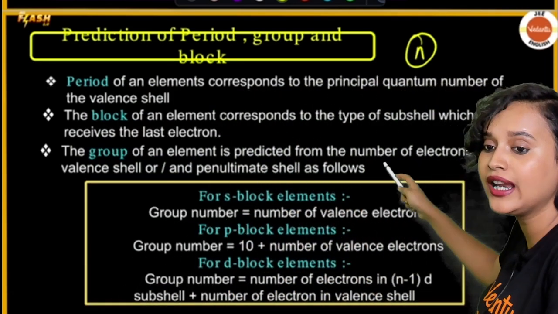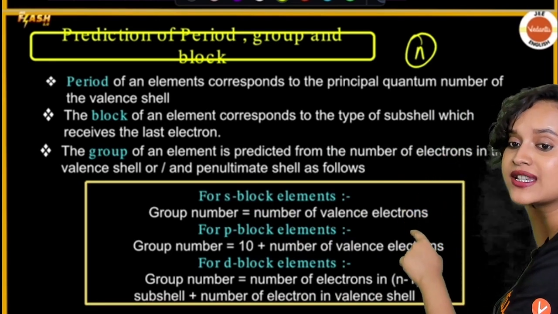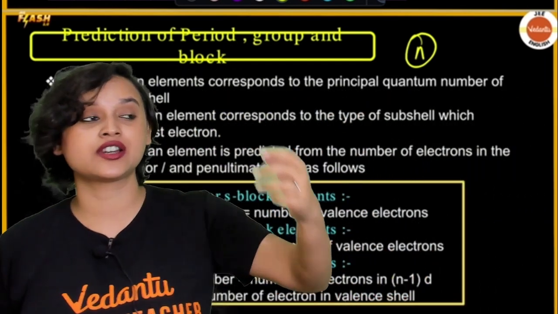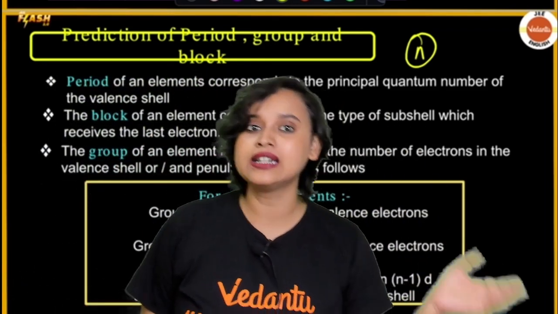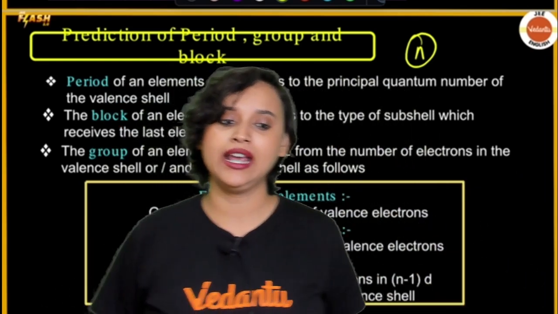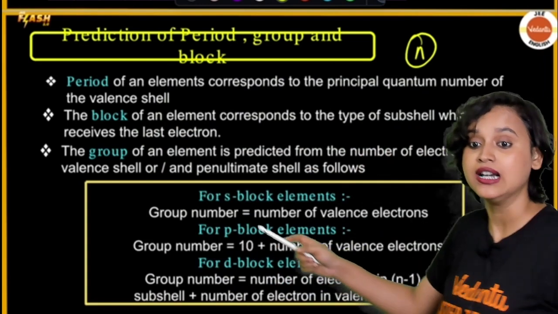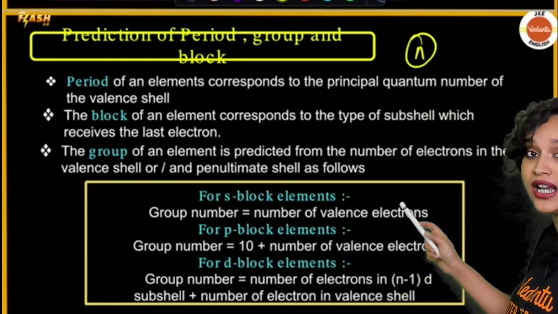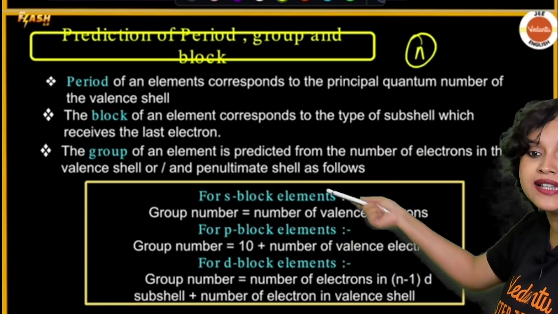The block of an element corresponds to the type of subshell which receives the last electron. Wherever the last electron goes, if the last electron goes to D, then it is a D block element. If the last electron goes to P, then it is a P block element. If the last electron goes to S, then it is an S block element. Finally, how do we calculate the group? If it is an S block element, then the group number is the number of valence electrons. If the valence electron is 1, then it is group 1. If it is 2, then it is group 2, that is alkaline earth metal.